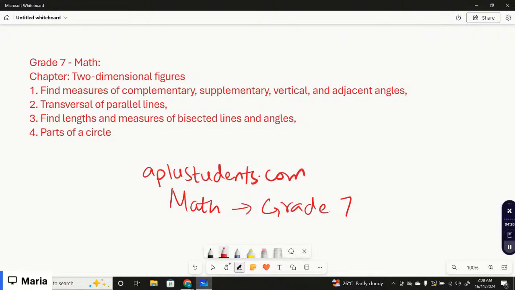The lessons we're going to cover today are find measures of complementary, supplementary, vertical, and adjacent angles, transversals of parallel lines, find lengths and measures of bisected lines and angles, then parts of a circle. So please make sure you have your notebook and pencil so that you can note down the important examples and definitions as well.